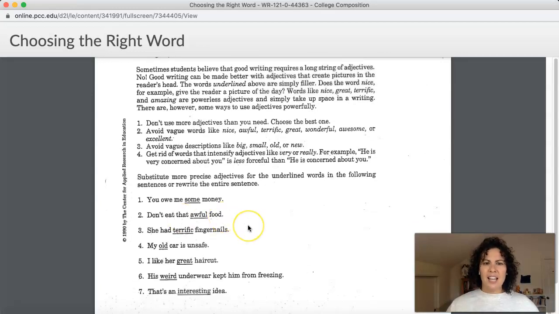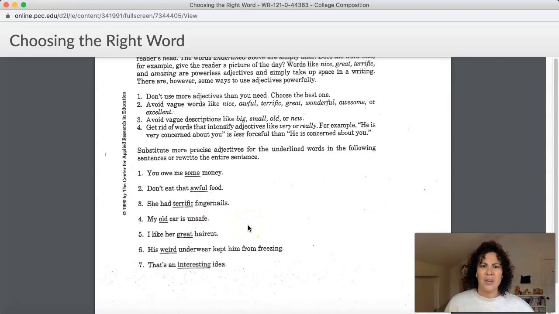So here, instead of saying you owe me some money or don't eat that awful food, maybe you owe me drug money, right? Don't eat that poisoned food, right? So as you go through, try to think about words in a new and different way and think about how they can really convey what you're wanting to say in your stories.